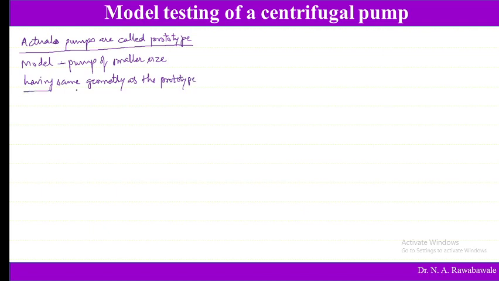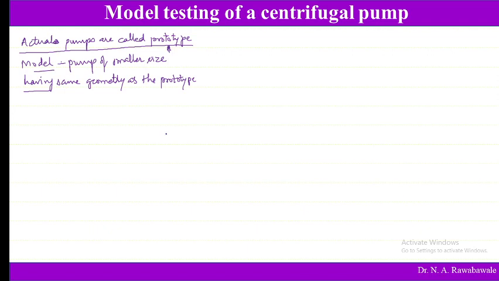So what is a model? A model is nothing but a pump of smaller size having the same geometry as the prototype. These models are tested, and the results are predicted, and the results are applied for the prototype also. So before manufacturing actual pumps or prototypes, models are manufactured and tested, and the results of the model are predicted and compared with the results of the prototype.